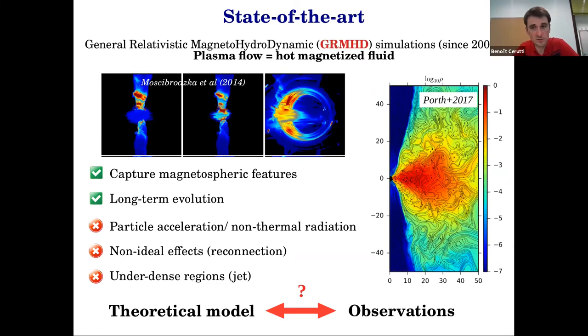But as we've already discussed today, there are some difficulties with such an approach. In particular, the underdense region, which is shown on the right-hand side here, this very bluish region, where you need to inject plasma by hand, as this region is highly magnetized and disconnected from the accretion flow. You're also missing some of the non-ideal effects, which are important for understanding particle acceleration. And therefore, if you want to understand where the non-thermal emission is being produced, like in the EHT, which is non-thermal in nature, you need to make assumptions if you want to do this path from the theoretical model of your object to observations.